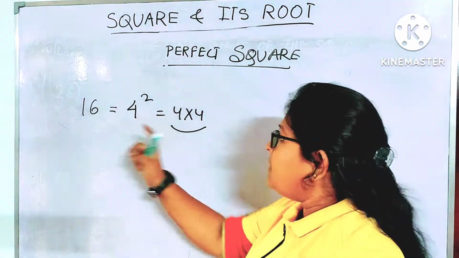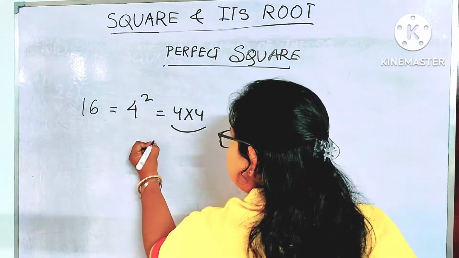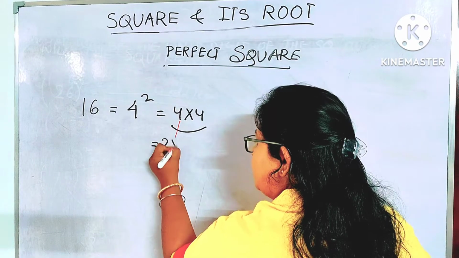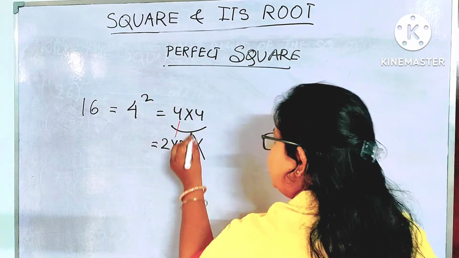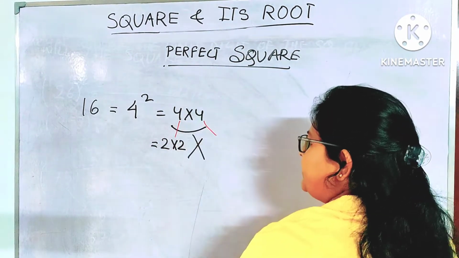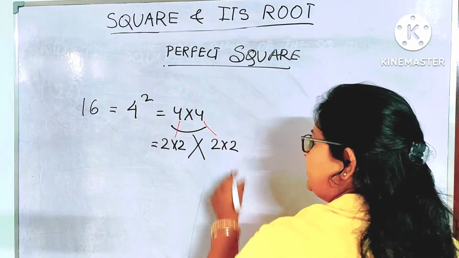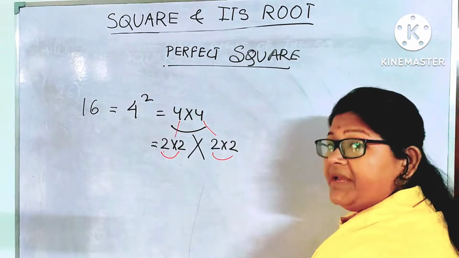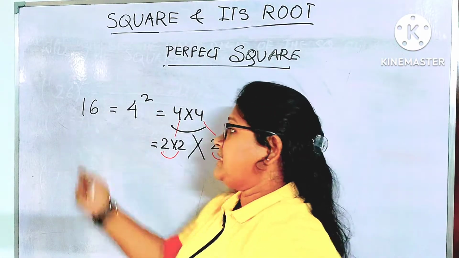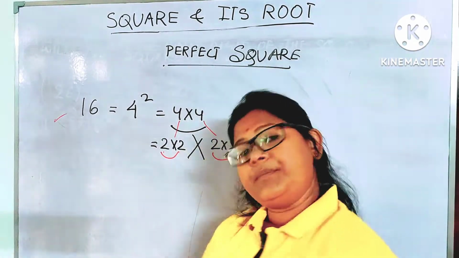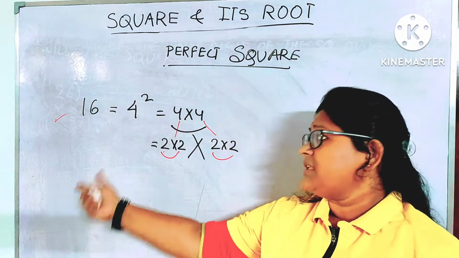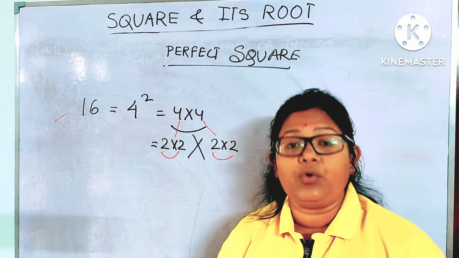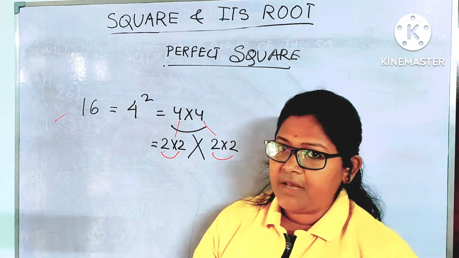That's it. If I break down the 4, for example, this 4 I am breaking up as 2 into 2 and this 4 I am breaking up again as 2 into 2. See, even this 2 has a pair and even this 2 has a pair. So I can consider that 16 is actually a perfect square because there are no additional numbers left. There are actually no factors left. Okay?